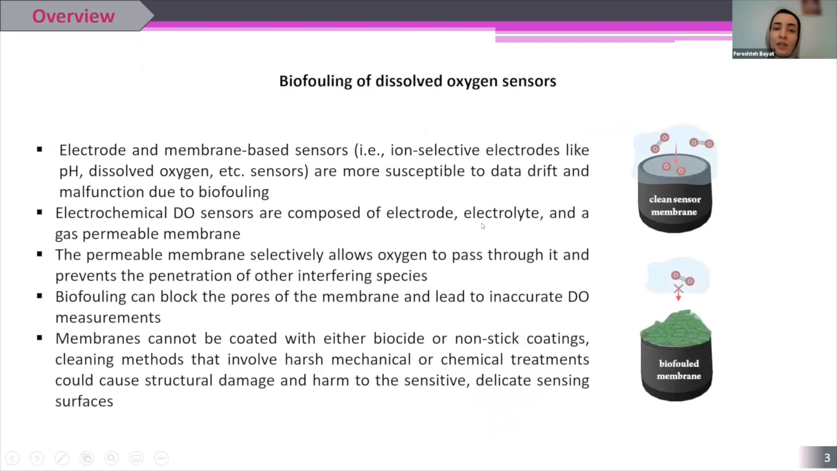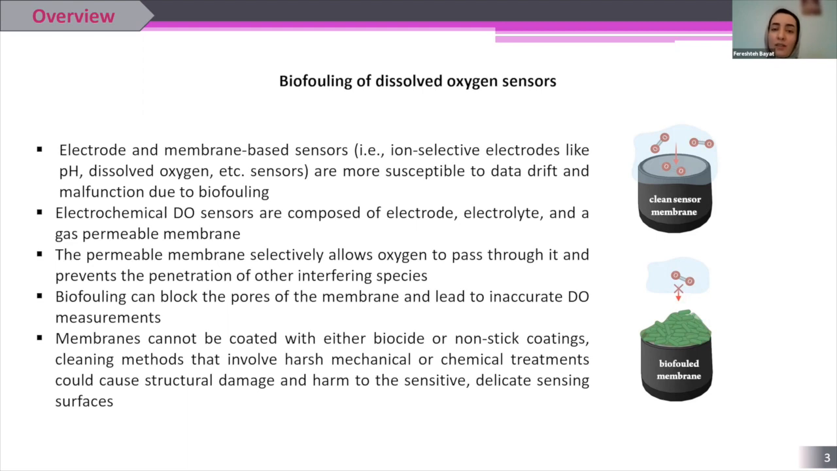In this study, as a proof of concept, we chose dissolved oxygen sensors to show that phages can effectively remove the biofilm formed on the surface, and it can be used to recover the signal after biofouling, after treating the biofilm with phage. Dissolved oxygen sensors are among the electrode and membrane-based sensors, which are more susceptible to data drift and malfunction due to biofouling.